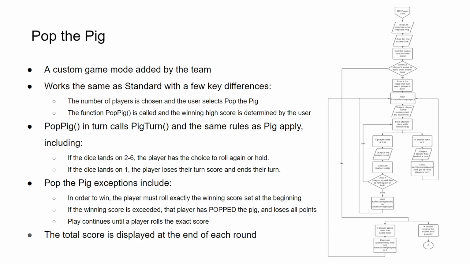In Pop the Pig, the same rules apply. If the dice lands on 2 through 6, the player has the choice to roll again or hold. But if the dice lands on 1, the player loses their turn score and ends their turn. With Pop the Pig, the exceptions include that the player must roll exactly the winning score set at the beginning in order to win. If that winning score is exceeded, then the player has popped the pig and loses all points. Play continues until a player rolls the exact score. The total score is displayed at the end of each round.